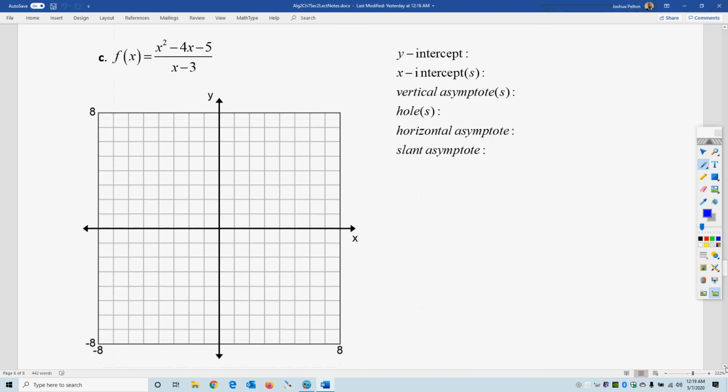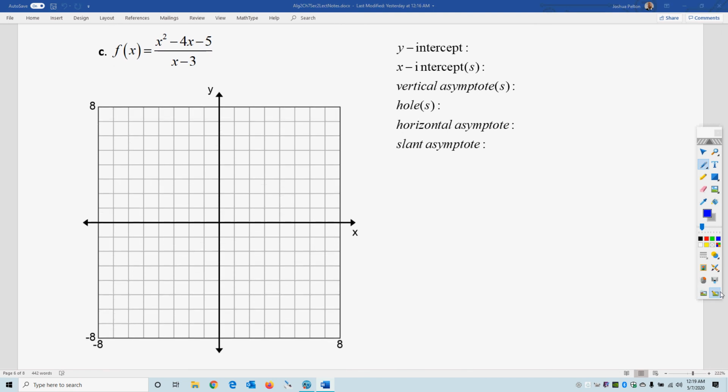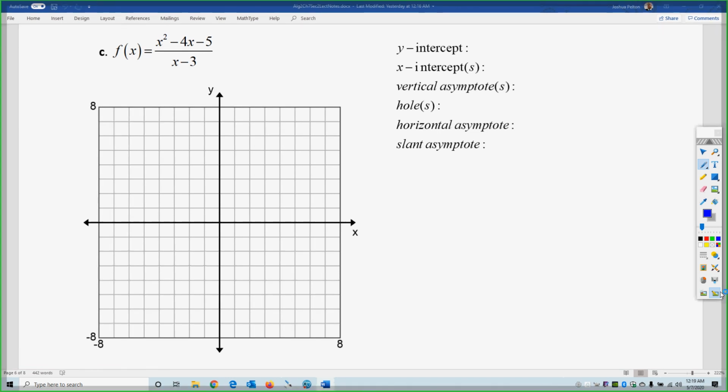So in this case, the numerator is larger than the denominator as far as the power. By definition of a y-intercept, x is 0. So y equals 0 squared minus 4 times 0 minus 5 over 0 minus 3. So I get negative 5 over negative 3, hence 5/3. Okay, so that's 1 2/3, right? All right, so we'll go to 1 2/3. We'll put a dot right there. That seems good.